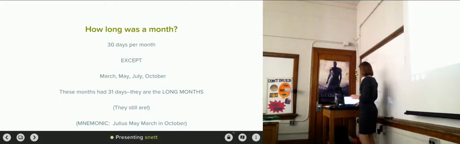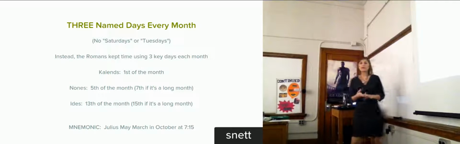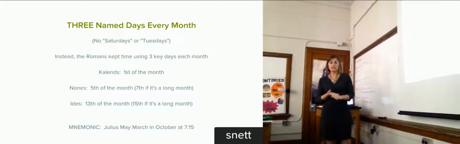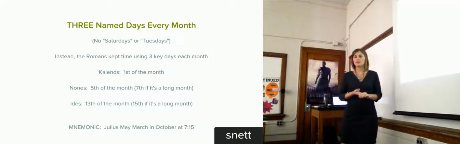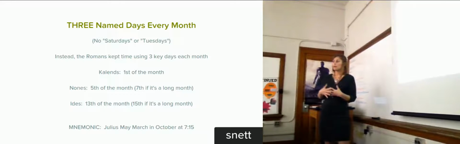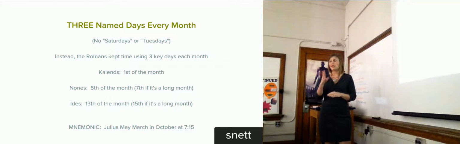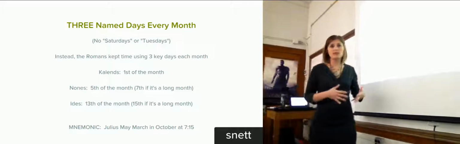Now, within each month, there were 3 named days, but their date names were not Tuesday or Saturday. Instead, the Romans kept time within their month by identifying 3 key days that belonged to each month. Here is the English version of these 3 special days.